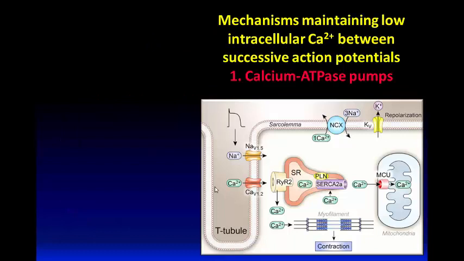So now calcium is important for the contraction cycle. What about relaxation? How do the cardiac muscle fibers undergo relaxation? We need to have low intracellular calcium ions between successive action potentials. And we do have mechanisms which maintain low intracellular calcium ions between successive action potentials.